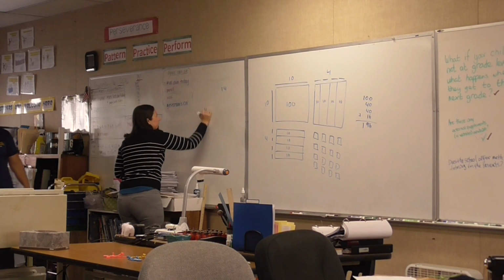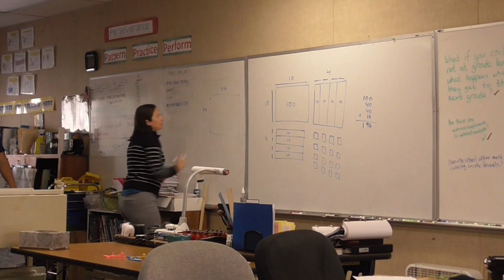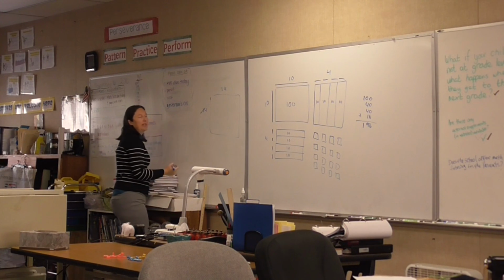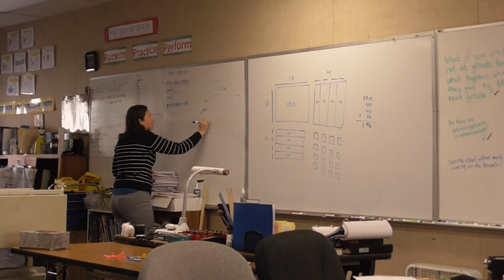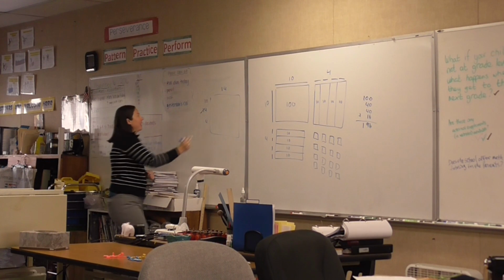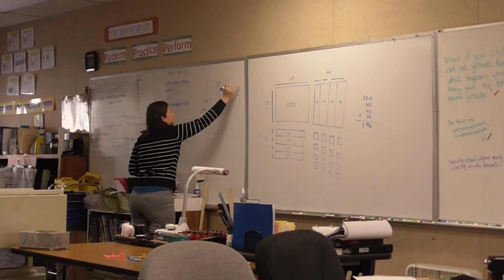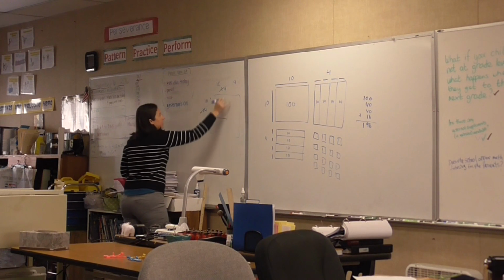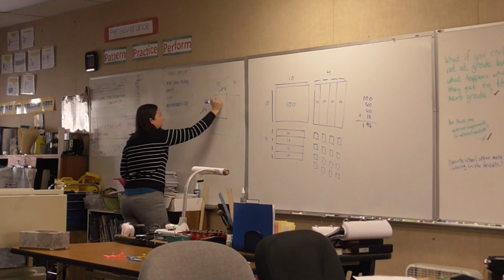14 times 14. I'm multiplying my area. So I'm taking this guy. I don't want 14. He's too hard to deal with. I want 10 and 4. So now I'm going to break it apart. 10 times 10 equals 100.